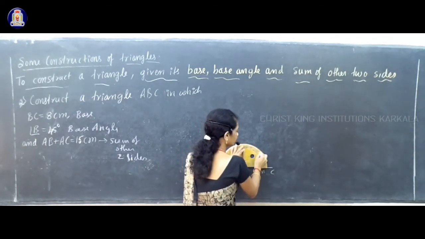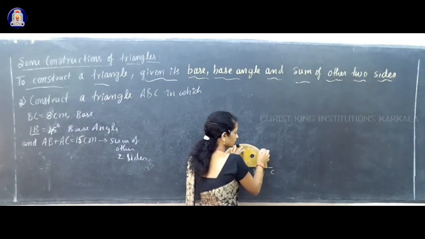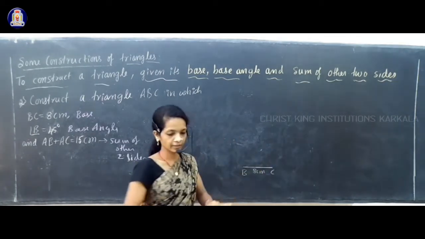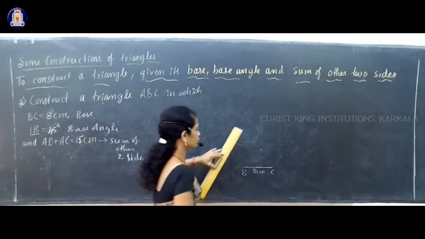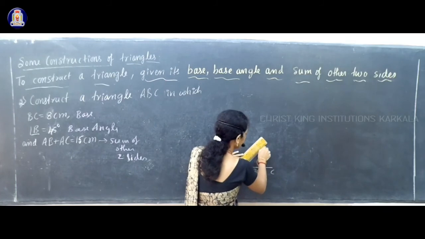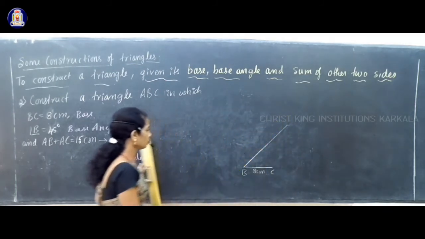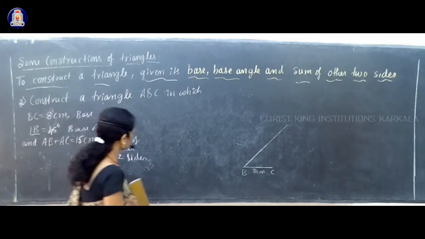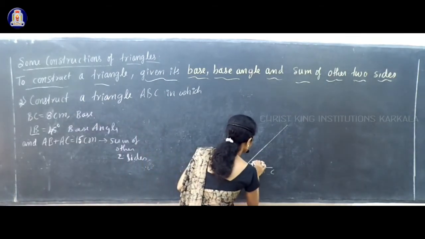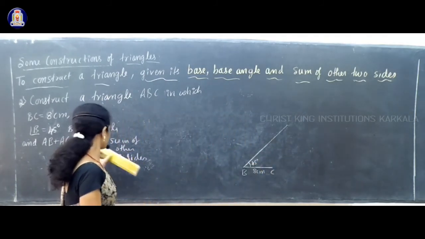Now 45 degrees means in between 40 and 50. 10, 20, 30, 40, 50. Exactly in the middle of 40 and 50, you have 45 degrees. Now we join that 45 degree mark with B like this, and you extend this 45 degree line like this. This angle is 45 degrees, you have to write. Now what is the sum of the other two sides?